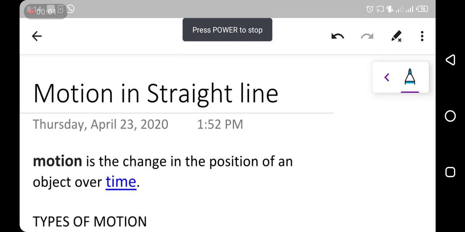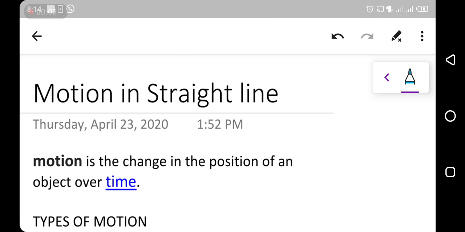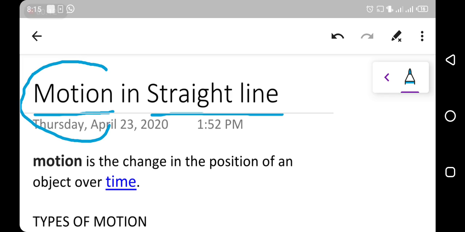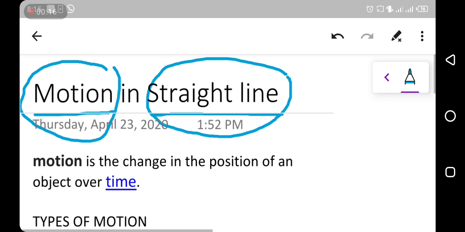In our tutorial, today we are looking at motion in a straight line. So today's topic is motion in a straight line. We have two keywords: the first keyword is motion, and the second is straight line. First, we must know what is motion.